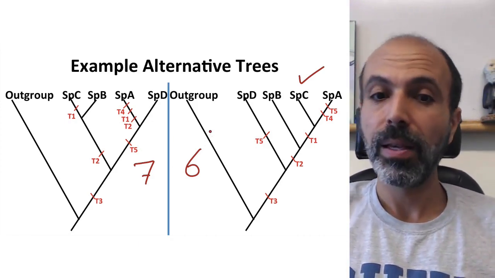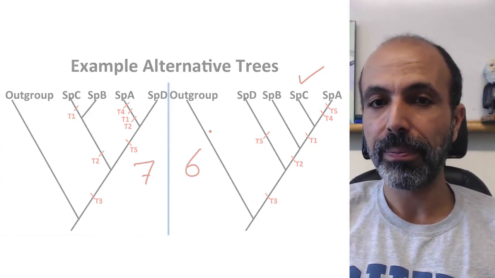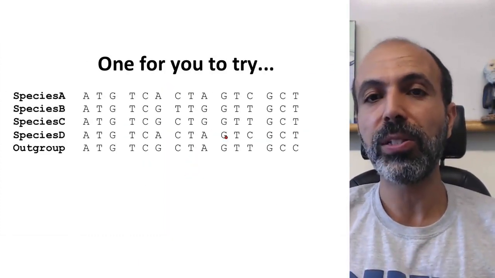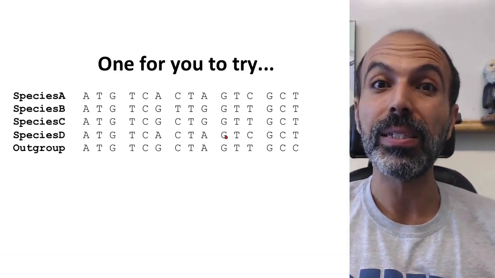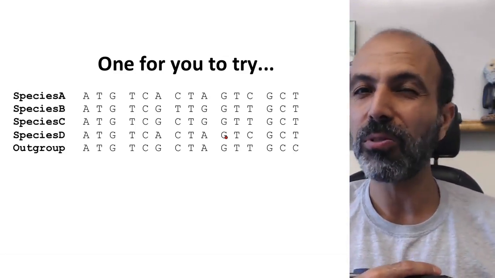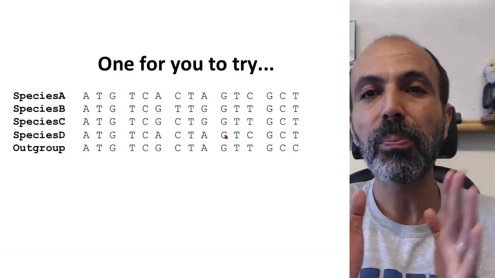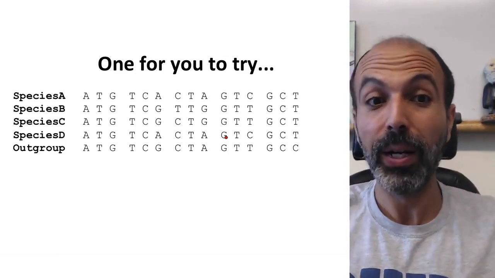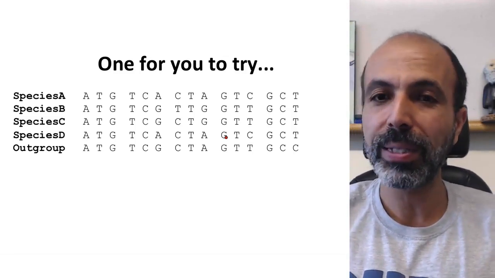Okay? So let me give one for you to try. Here's one for you to try. This now I've changed a little bit, so now this involves DNA sequences instead of wings or no wings, 4 legs or 2 legs, but the principle is exactly the same. Now you may be slightly panicked. What? How do I do this? So let me break it down for you.